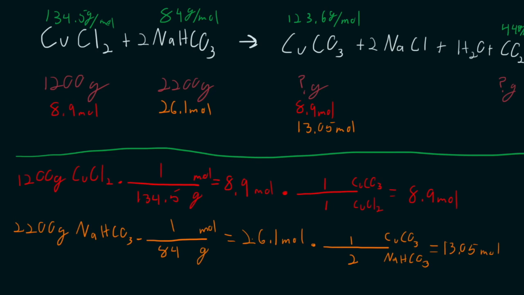So then what's going to be our limiting reactant? Our limiting reactant is going to be my copper 2 chloride. So now these numbers don't matter. We do not need to worry about them. We're going to have 8.9 moles of copper carbonate being created. So now we can calculate how many grams of copper carbonate we have.